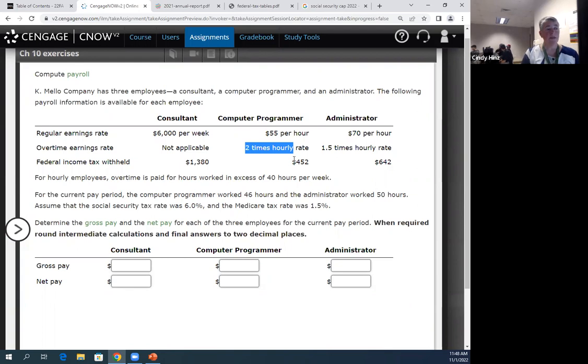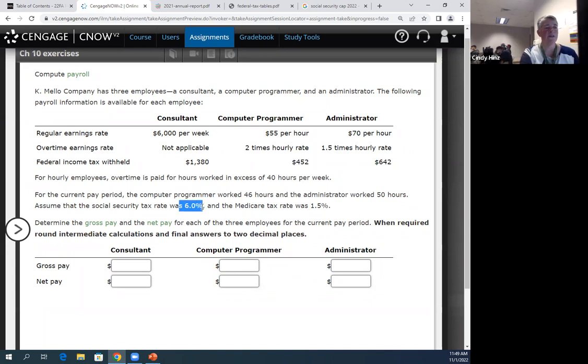For hourly employees, overtime is paid for hours worked in excess of 40 hours per week. For the current pay period, the computer programmer worked 46 hours. So that person is going to be paid 40 hours of straight time and 6 hours of overtime. And the administrator worked 50 hours. So that individual is going to be paid $70 per hour for the first 40 hours and time and a half for the next 10 hours.